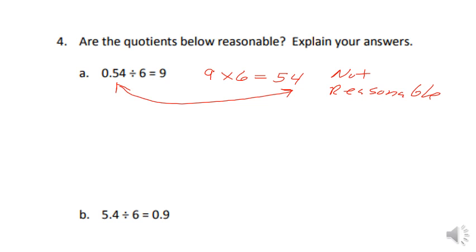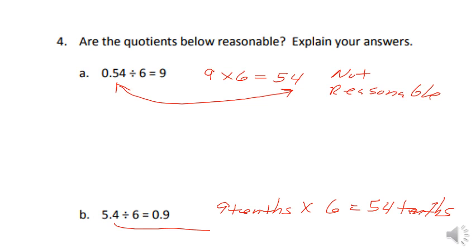B says 54 tenths divided by 6 equals 9 tenths. So we can go the other way and say 9 tenths times 6 is equal to 54 tenths. And we can see both of these are exactly the same, 54 tenths, so this is reasonable.